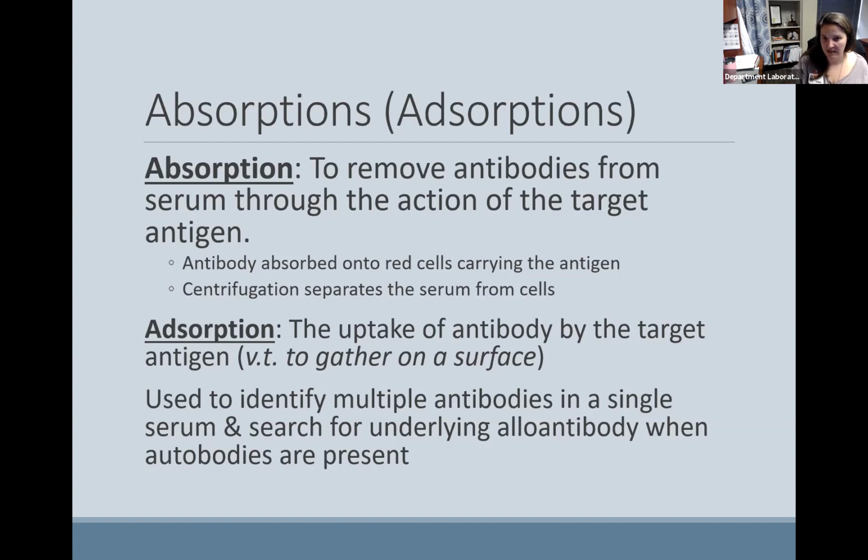Okay, so does that make sense? So with adsorption, you have a target antigen site that is absorbing the antibody from the plasma. And I'm guilty of this. I use those words interchangeably, but in blood bank, it's adsorption.